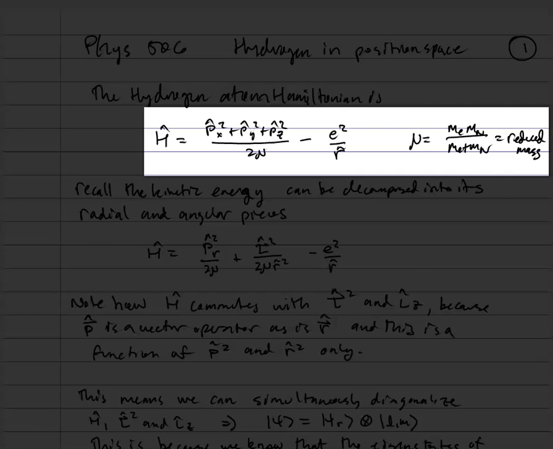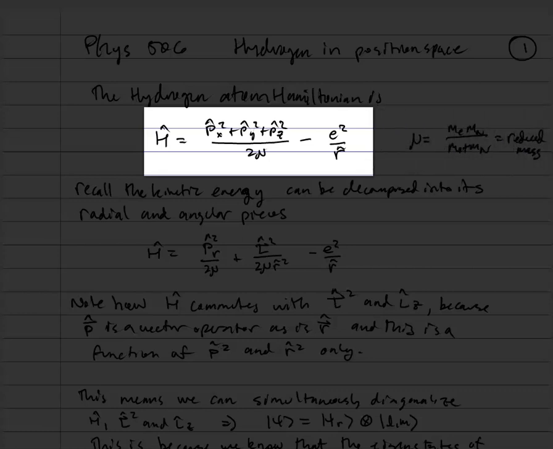It's only about 0.5% different from the electron mass because the mass of the nucleus is about 2,000 times larger than the mass of the electron. We have the sum of the Cartesian momentum in the XYZ direction squared, and then we just subtract the attractive interaction between the nucleus and the electron, which is given by minus e squared over r.